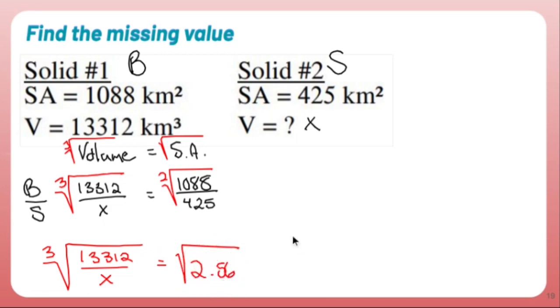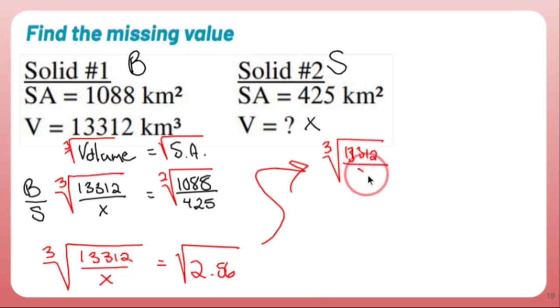Now that's good because when I write it up here, the cube root, again, I'm not changing anything here, of 13312 over X. That's going to equal the square root of 2.56, I believe is 1.6. It is 1.6. I use Siri. I secretly use Siri.